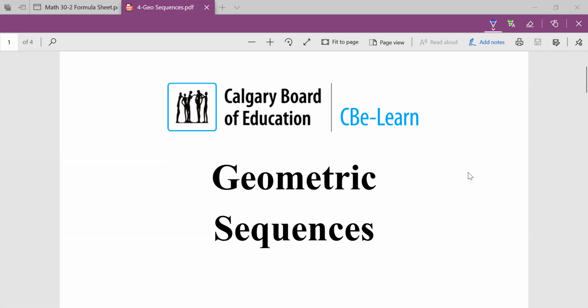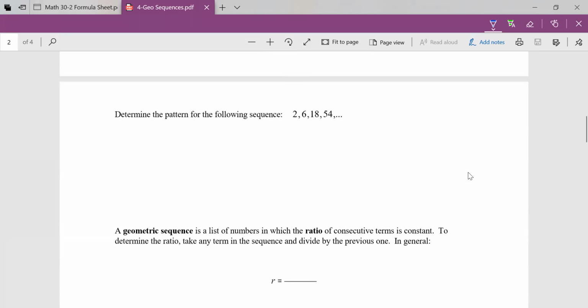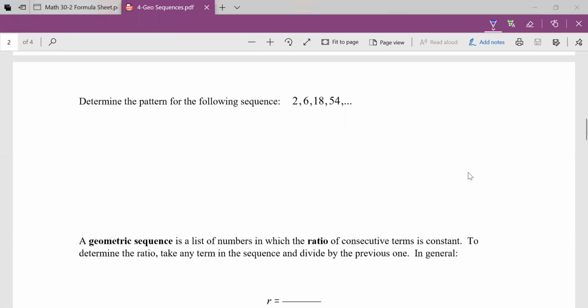So at this point, we've talked about arithmetic sequences. A geometric sequence is going to work pretty much the same way. But the slight difference, if we're looking at this pattern right here, is we're not adding or subtracting. What we're doing is we're multiplying. So on this one, we're multiplying by 3. So that's what makes it geometric versus arithmetic. That's all it is.